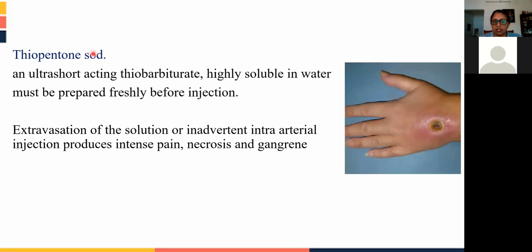Then the first drug is thiopentone sodium. It is the most important. It is an ultra short acting thiobarbiturate, and it is highly water soluble. The important point is that it should be prepared freshly, just before anesthesia. It should not be kept for a long time.